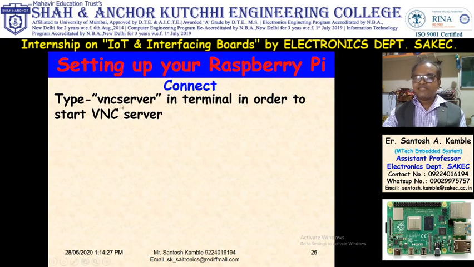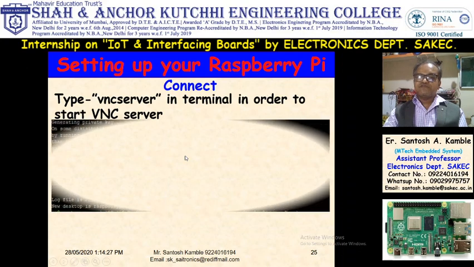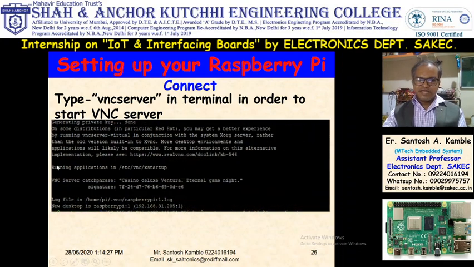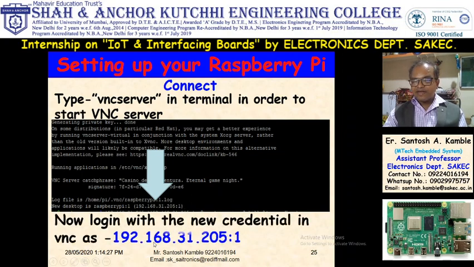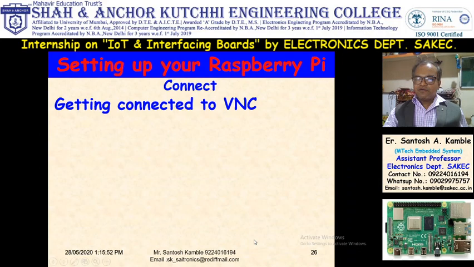Type vncserver in terminal mode. The VNC server will start and you will get this window. At the bottom of this window you will get one IP address. So this is the IP address, 192.168.31.205. This is your new IP to connect with VNC. Note down this IP address, and then open the VNC software.